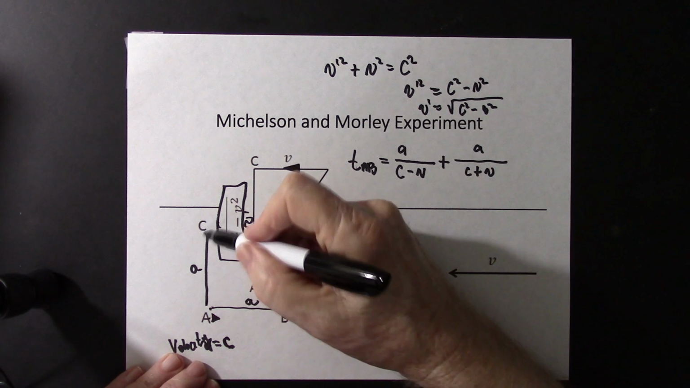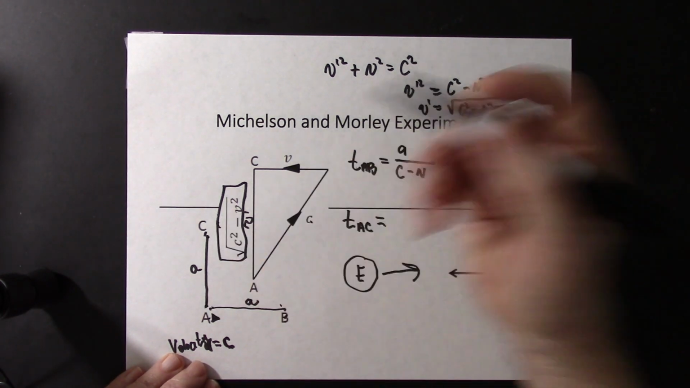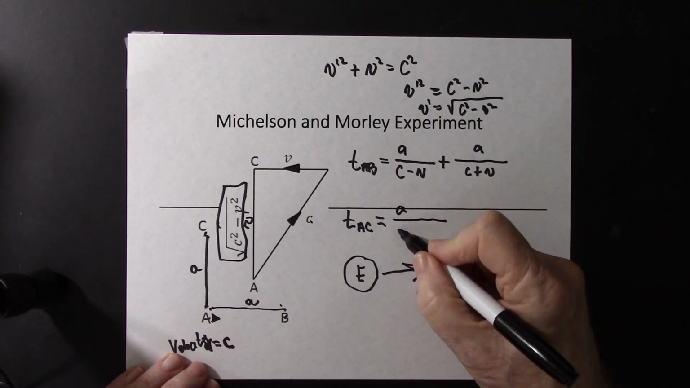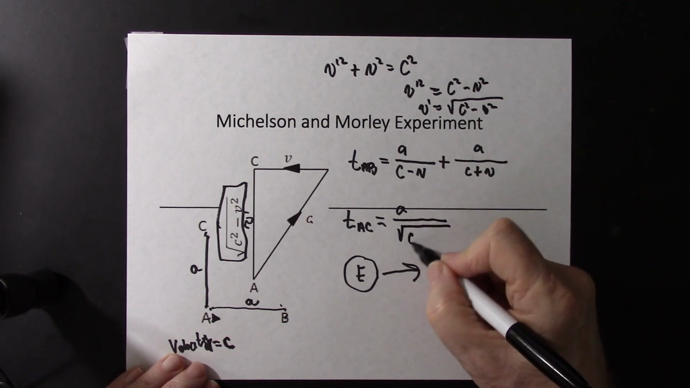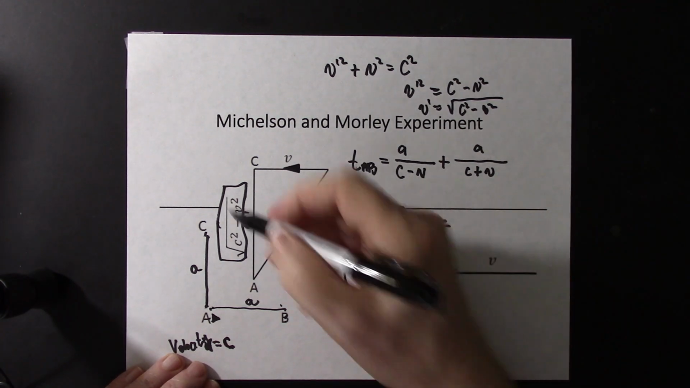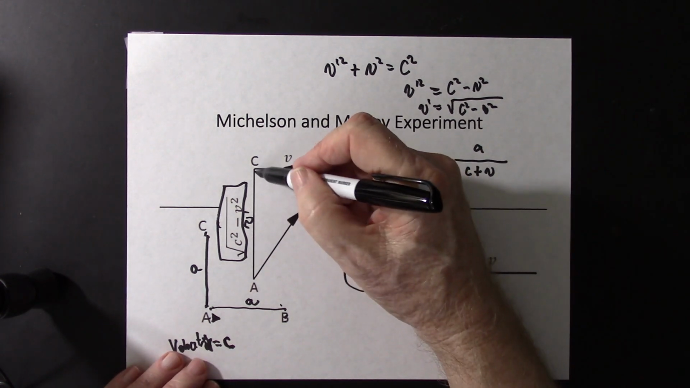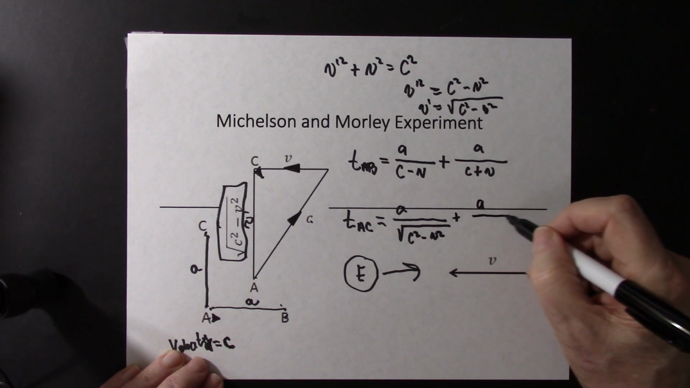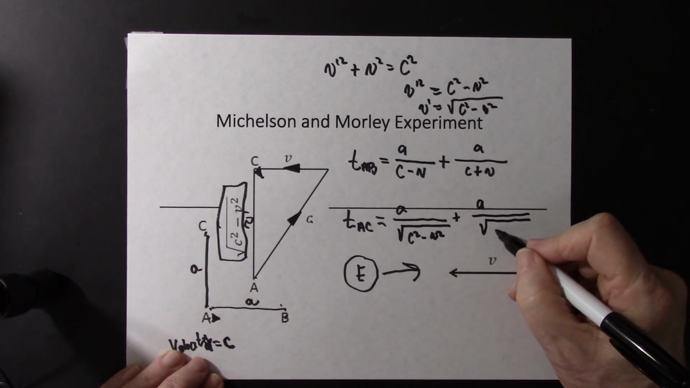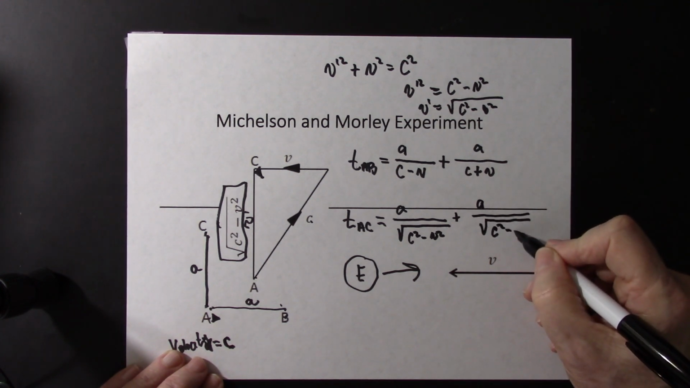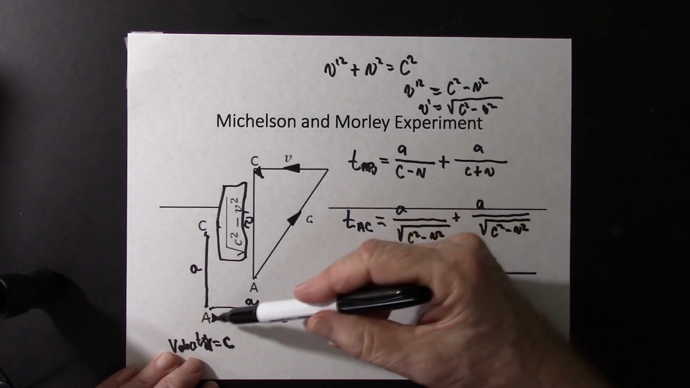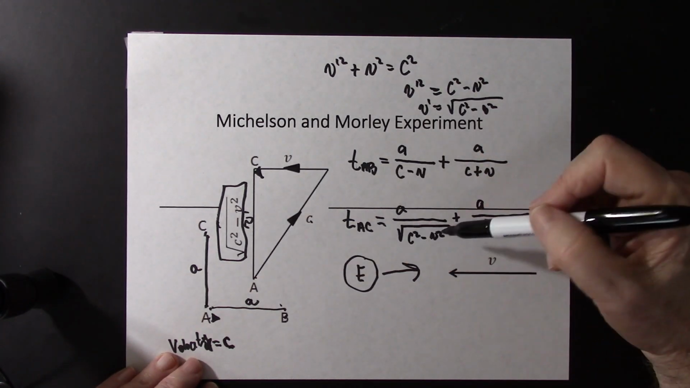On the leg out, if we're going from here to here, that would just be a divided by the square root of c squared minus v squared. And on the way back, it's the same thing, just a little bit different direction. That would be the same, a divided by the square root of c squared minus v squared. So now we know how long it takes to go from A to B and how long it takes to go from A to C.